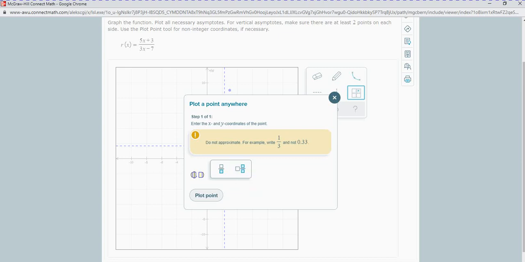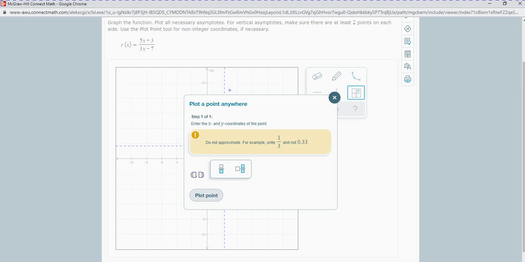So let's start with our x-intercept. So our x-intercept was at -3/5, 0. So we need our negative sign. We'll put in the fraction. So -3/5. And then click over, and then 0. I'm going to plot that point. Okay, and again, it's there. You can close the window if you want to confirm that, or you can just plot your other 2 points.